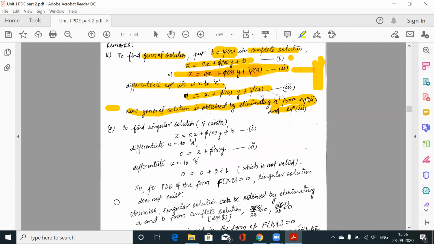And what we do for the singular solution, if you remember, we did some questions also to find out the singular solution. If this is our complete solution, we differentiate it with respect to a, and we differentiate it with respect to b. Now we have two equations, and our objective is to eliminate both a and b from these equations, finding one equation which is free from a and b. So using these two equations, we have to eliminate a and b, means finding the values of a and b in terms of x, y, z, and then we substitute those values in this equation.